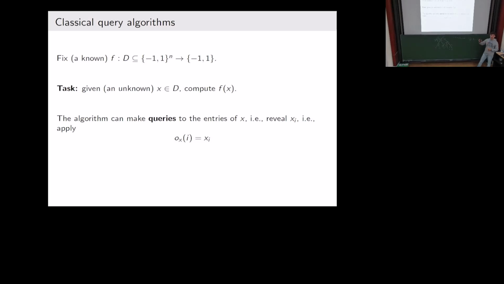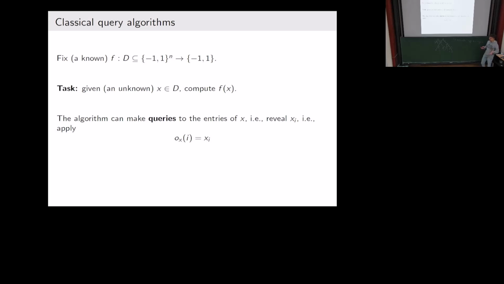So you can make some queries, and by a query we mean a question where we ask for an entry of the input, and then the person that knows the full input replies with the value of the input on that entry. So you can imagine this as applying this oracle map that maps the numbers from 1 to n to the corresponding entries of the input. Okay, so what we are going to do is to try to design a strategy to ask these questions such that with few queries, we can compute the value of the function.